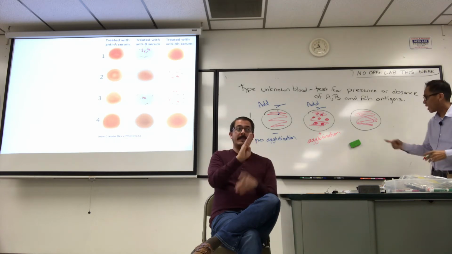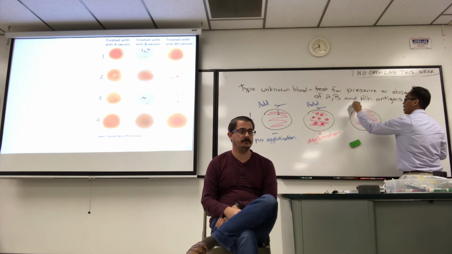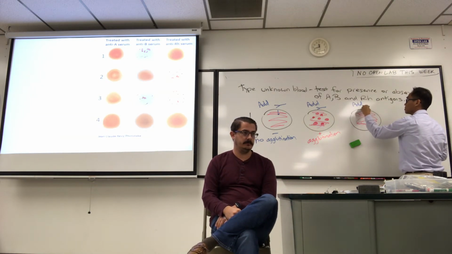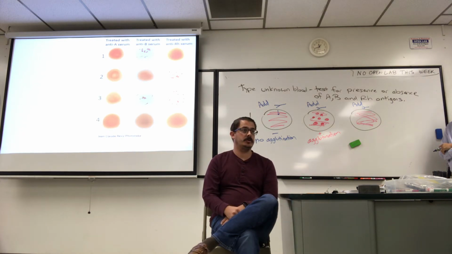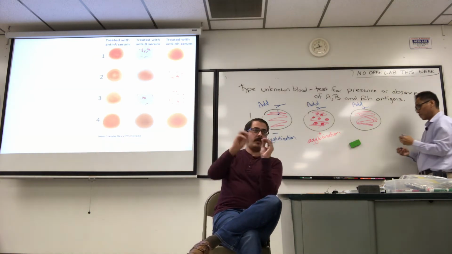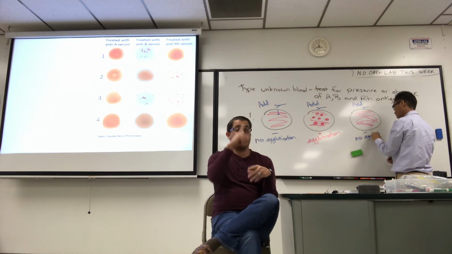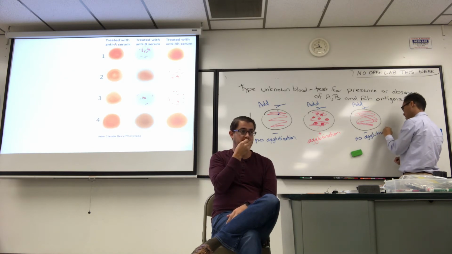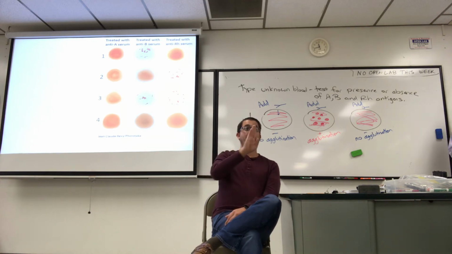Okay, let's do the last one. Add Rh. Look at that top result for number 1. Is that positive or negative? Negative. No agglutination. So what the conclusion is, Rh antigen absent. This person is B negative. That's the type.